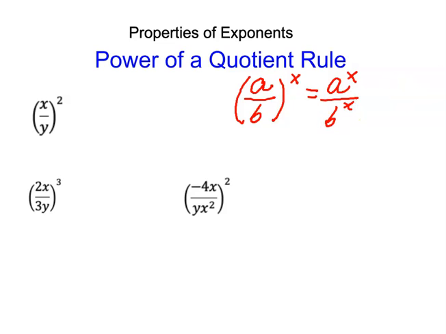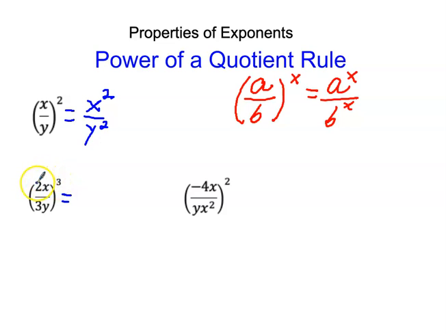So let's see how it's going to look with the problems that we're going to solve. Now we have x divided by y, so this is going to be x squared divided by y squared, just like the rule, right? So simple. But let's look at a little bit more complicated problem where we have two terms over here. We have a product 2x divided by 3y.